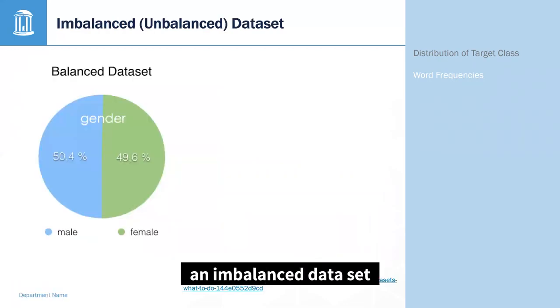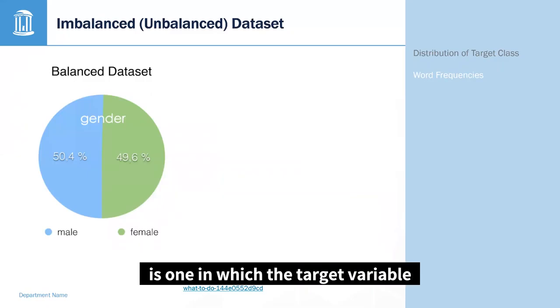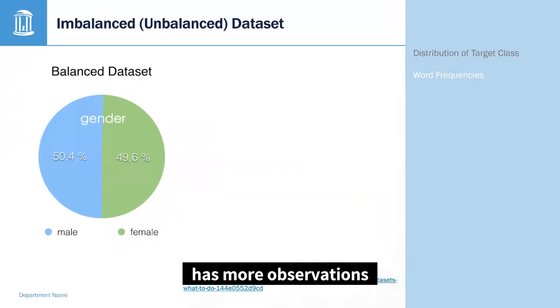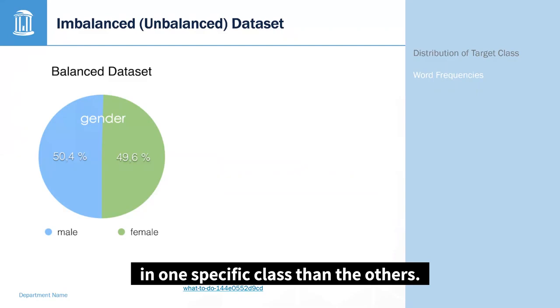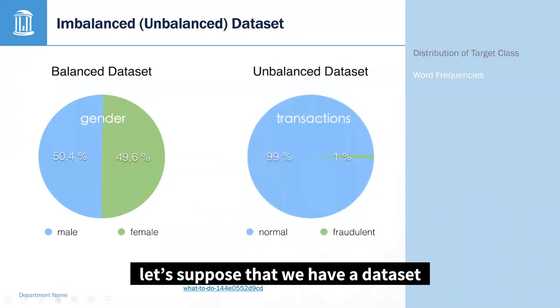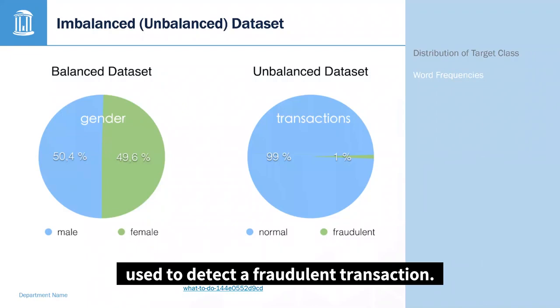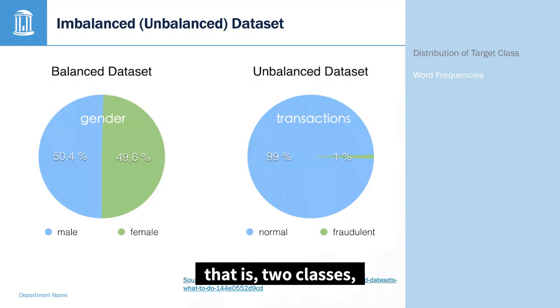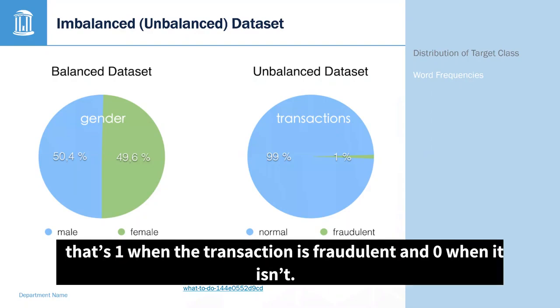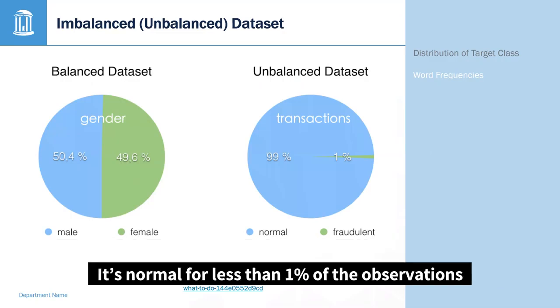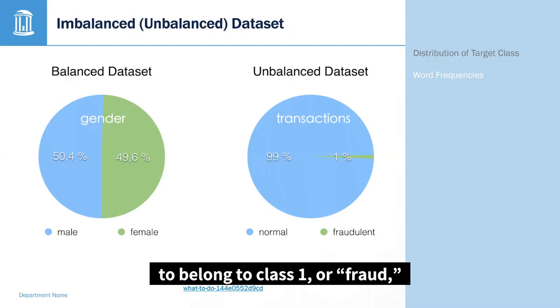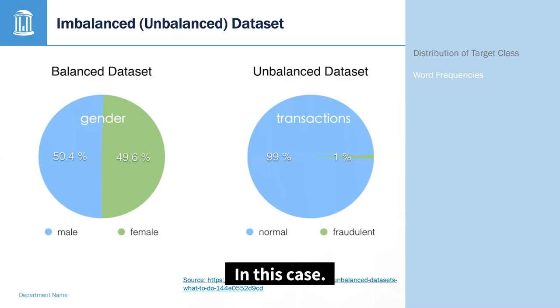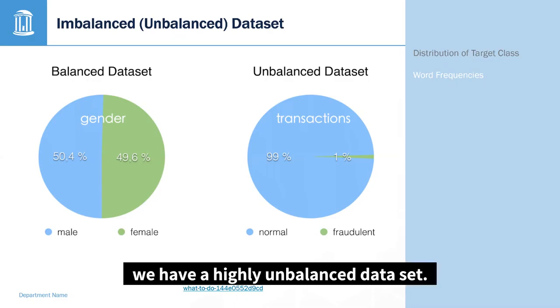In simple terms, an imbalanced dataset is one in which the target variable has more observations in one specific class than the others. Let's suppose that we have a dataset used to detect a fraudulent transaction. If we have a binary target variable, that is 2 classes, that's 1 when the transaction is fraudulent and 0 when it isn't, it's normal for less than 1% of the observations to belong to class 1 or fraud than to class 0 or not fraud. In this case, we have a highly unbalanced dataset.